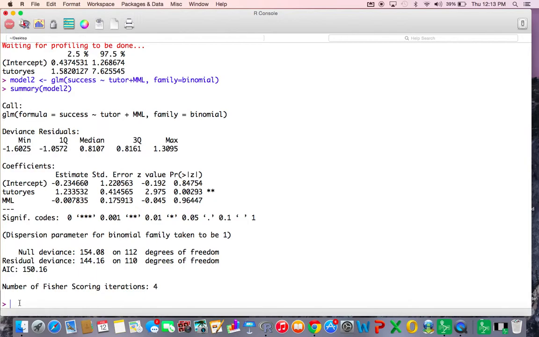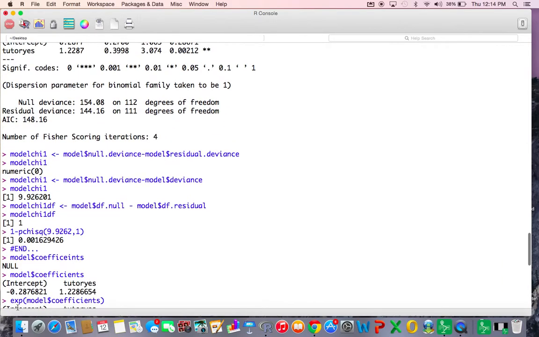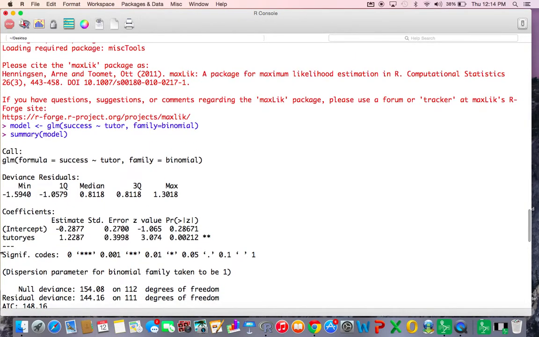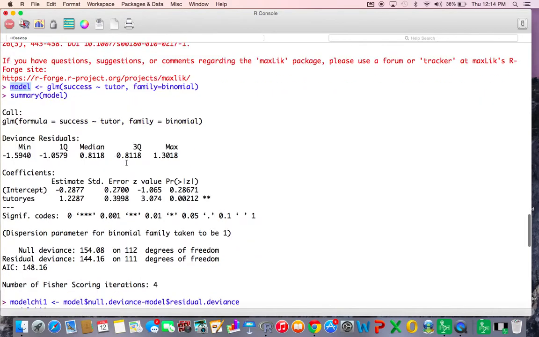Now, a way that we can formalize this is do just like we did before. We can create a model chi-square 2, let's call it. And guys, remember we did model 1. No, I didn't call it that. I called model 2, didn't I? So model 2 $deviance minus model, I didn't call this model 1, I just called it model. Okay, cool.